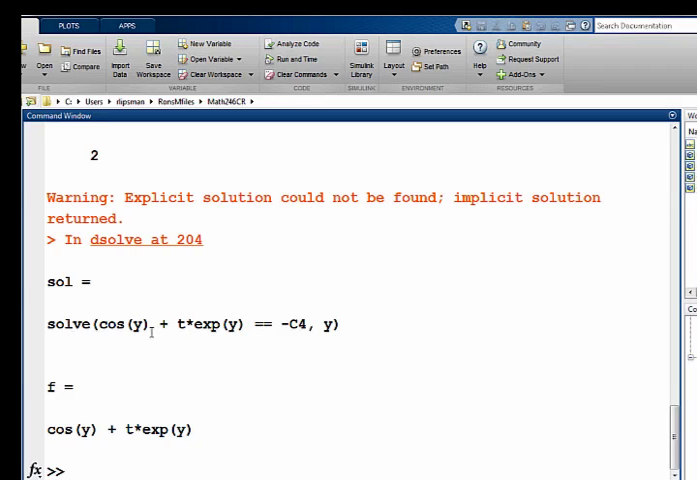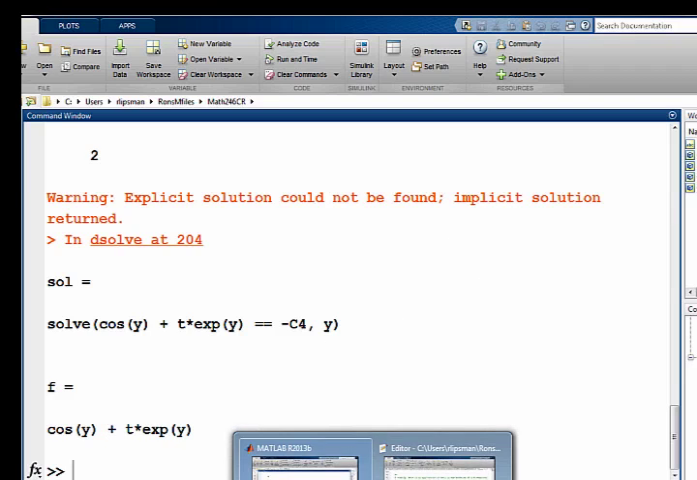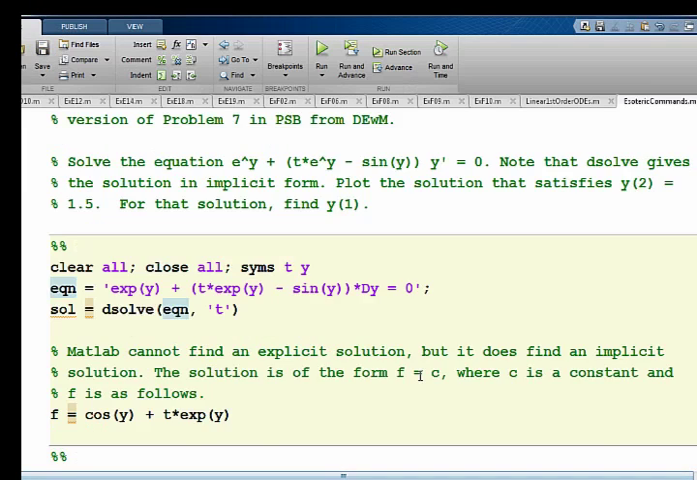So the answer is an implicit function: cosine y plus t e to the y equals constant. It can't be solved explicitly for y as a function of t. So I then define f to be that function of two variables, the implicit solution. Let's go back to the editor.